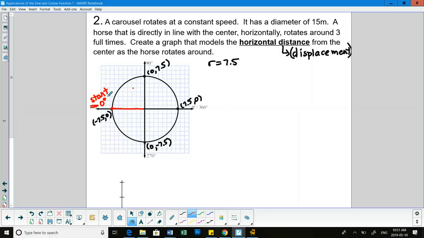And we are tracking horizontal displacement, which tells me I'm interested in cosine, which tracks the x coordinates as we rotate around that circle. So I'm interested in all of these x coordinates as we rotate around. Okay, so we're going to do just one cycle, and then once we have those points for that first cycle, we'll just repeat it on our graph after we're done. So at our starting point of 0 degrees, what is our horizontal displacement? Or in other words, what is the x coordinate at our starting point? Joey? Negative 7.5, yeah. Great, so it's 7.5 units to the left of the center.